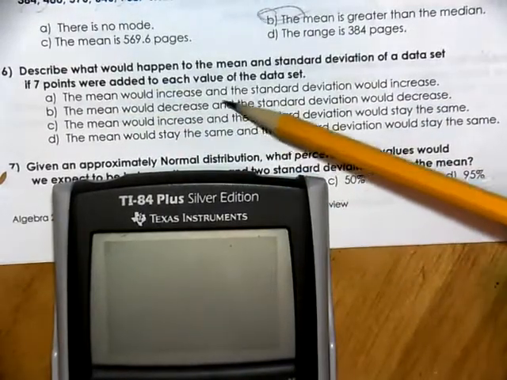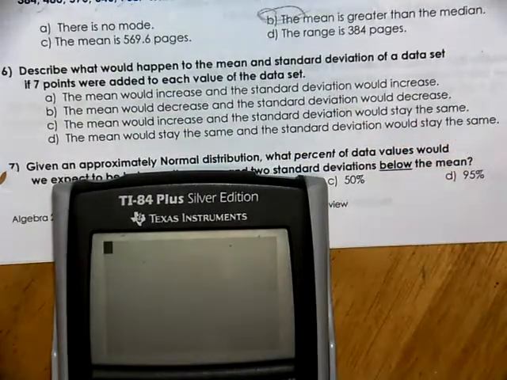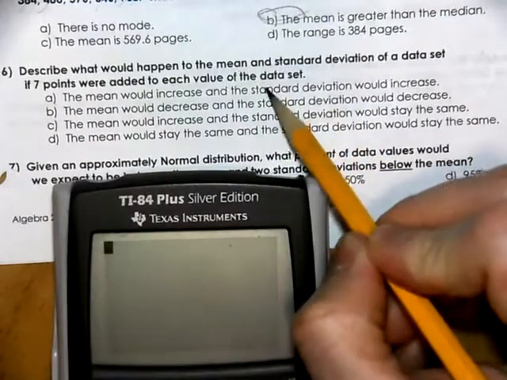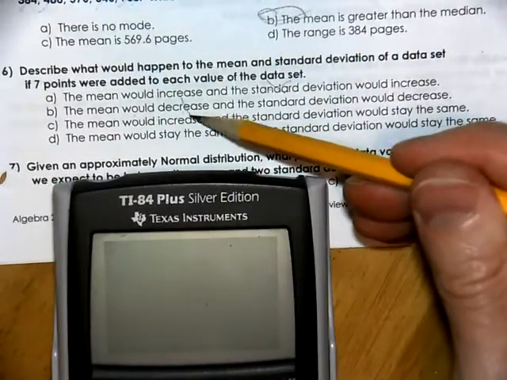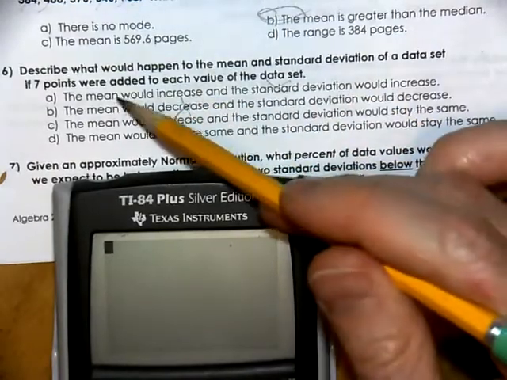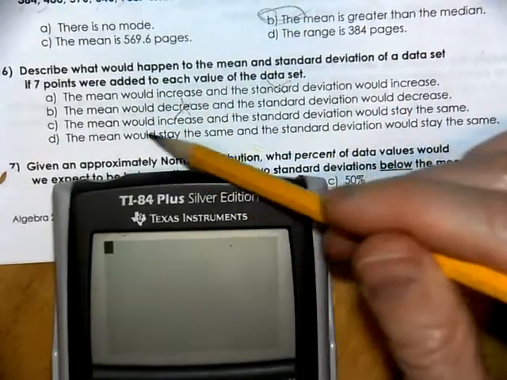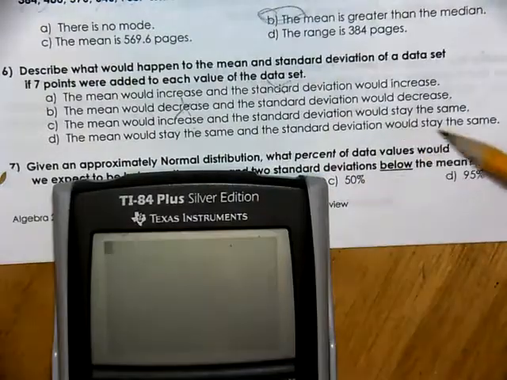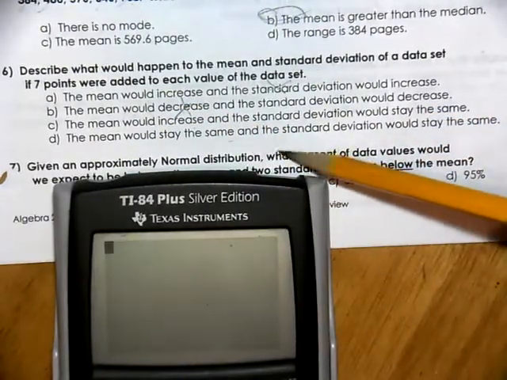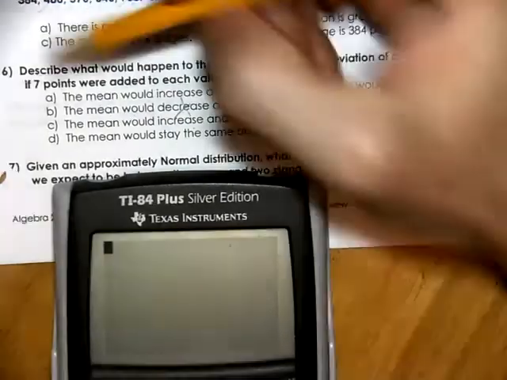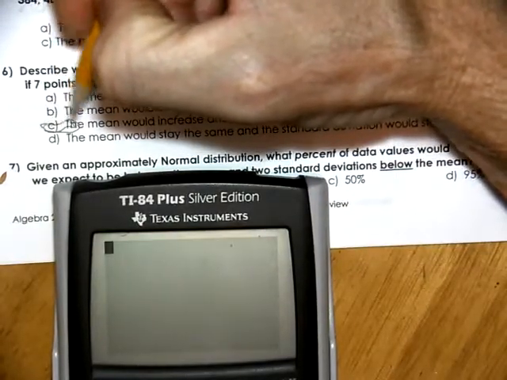The mean would increase, and the standard deviation would increase. This part isn't true. The mean would decrease. No, not if you're adding values. The mean would increase, and the standard deviation would stay the same. That's what I think is going to be right. The mean would stay the same, and the standard deviation would stay the same. C.